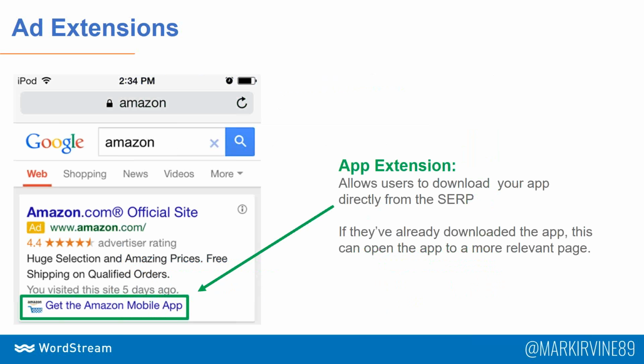An app extension allows users to download your app directly from the SERP. So if you have an app you're looking to promote, something that's particularly valuable to your business, you can use an app extension to send traffic to that app itself. Get people to download that new app, or if they've already downloaded it, open it and begin to search within that app.